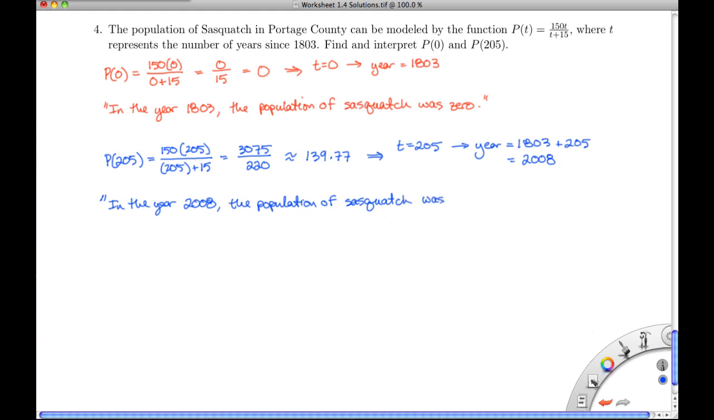was somewhere, we can't talk about 3/4 of a Sasquatch, it just doesn't work that way, but we could say that the population of Sasquatch was between 139 and maybe 140. We don't want to round up, we don't want to round down, but this is probably the cleanest way of interpreting this one.